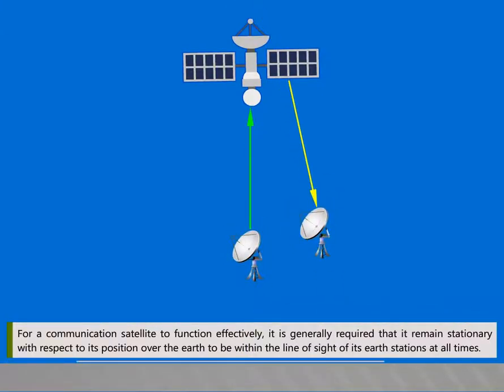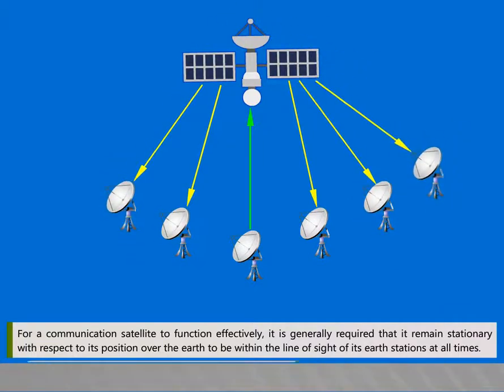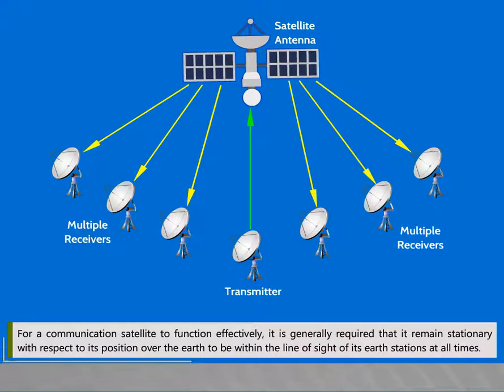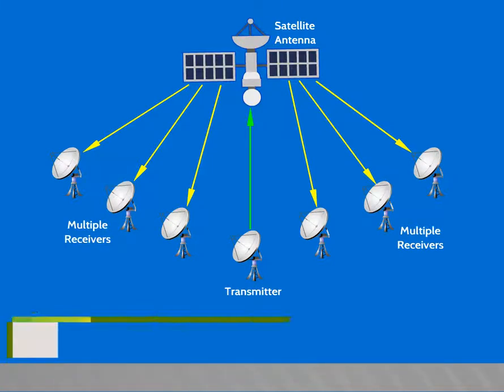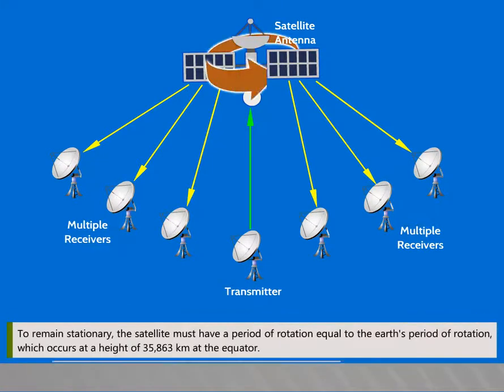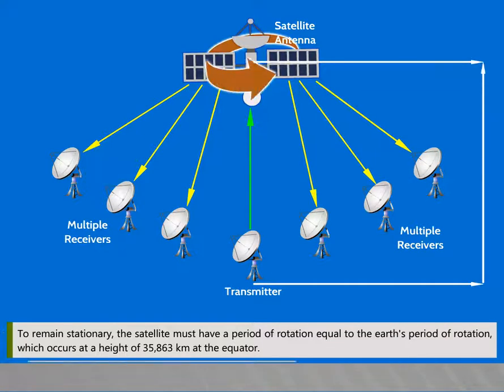For a communication satellite to function effectively, it is generally required that it remain stationary with respect to its position over the Earth to be within the line of sight of its Earth stations at all times. To remain stationary, the satellite must have a period of rotation equal to the Earth's period of rotation, which occurs at a height of 35,863 kilometers at the equator.